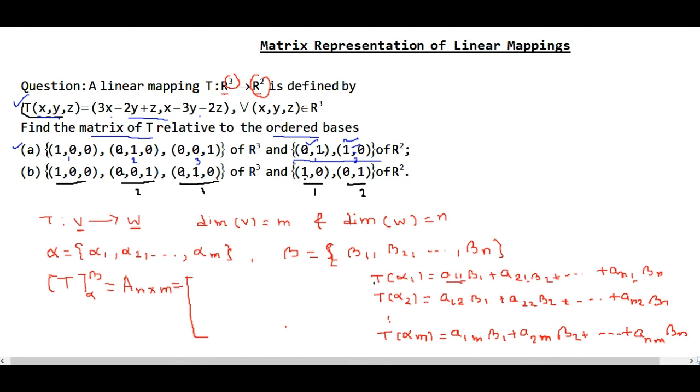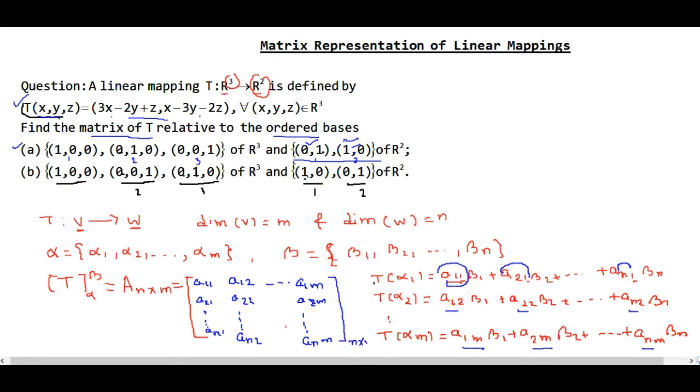After that, the matrix will be as follows. The first column of the matrix is these coefficients: a11, a21, in this way up to an1. The second column of the matrix comes from the next coefficients: a12, a22, in this way up to an2, and so on. The mth column of the matrix comes from the last coefficients: a1m, a2m, in this way up to anm. So we get an n by m matrix.